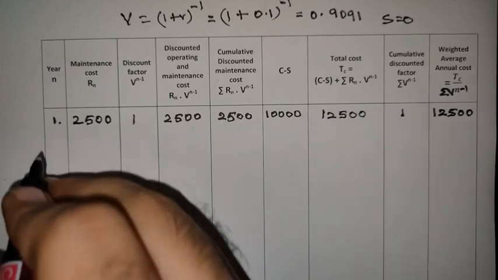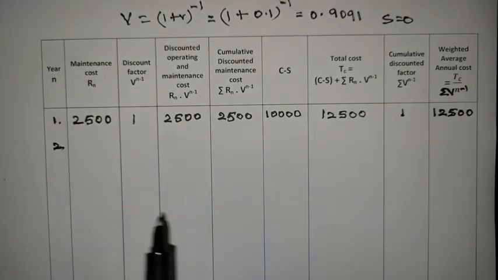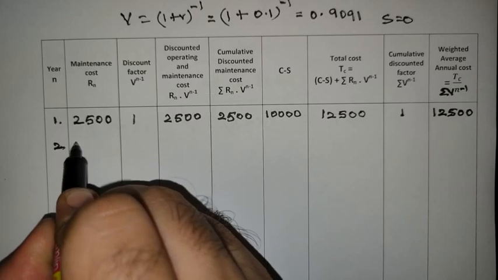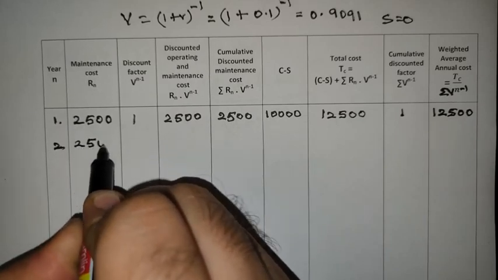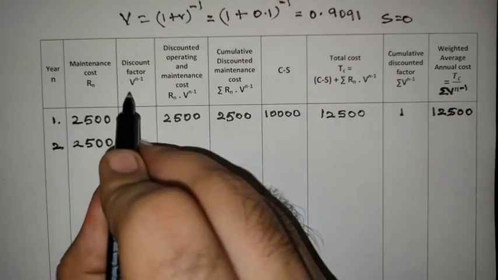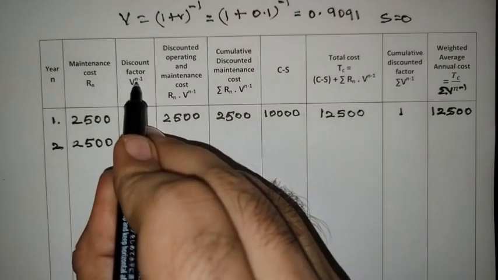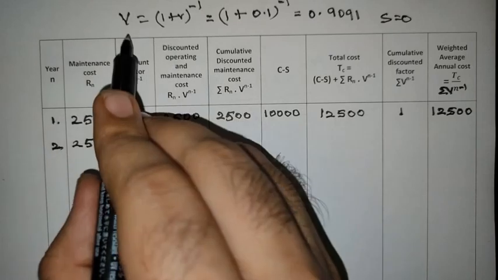And next we need to find it for the second year. So for the second year also the operation and maintenance cost is 2,500. Here it is already given that for the first 2 years the operation and maintenance cost is 2500. Next, V power N minus 1, now N is 2, so V power 2 minus 1 means V. So what is the value of V?